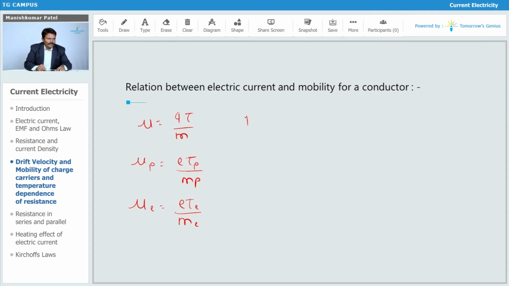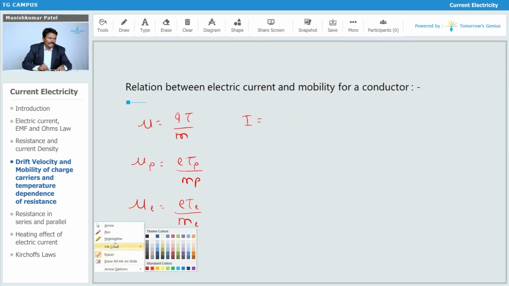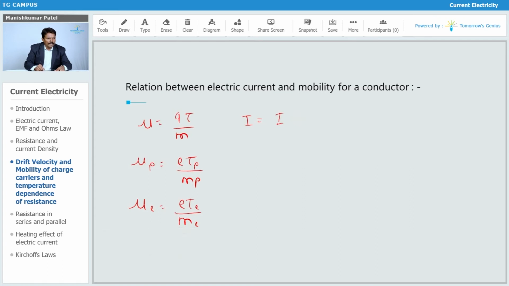Definitely I can also write down the current, which is because of holes as well as because of electrons. So first, let's say I is equal to IE plus IH. And again I is equal to ENA Vd. This was nothing but the expression for I, which we have seen already.